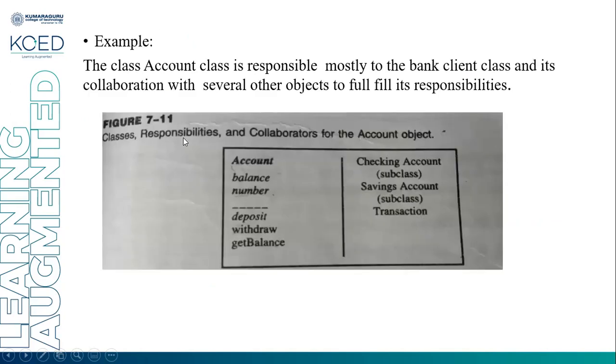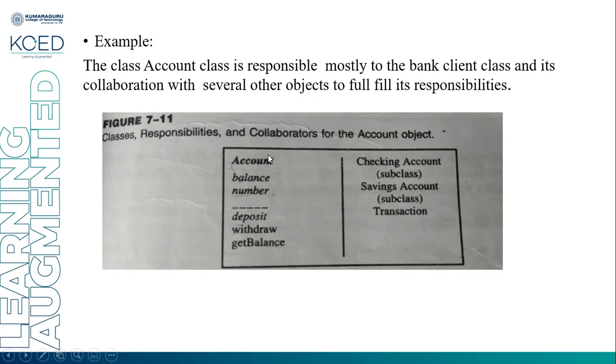See this example, the class responsibility collaborator of the account object. The class is the account object. It contains two attributes, balance and number. The responsibilities mean methods. So deposit, withdraw, and get balance are the methods. To help with this, we need the following: checking account and saving account. These are the subclasses of the account class, as well as transaction. For this, the class should have an association. So these are the collaborators. Checking account and saving account are subclasses of the account, and with transaction, the class should have an association relationship. So this is known as a class responsibility collaborator.